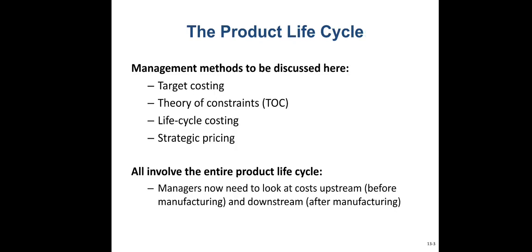Okay, so this is like the introduction. The product life cycle. Management methods to be discussed in this topic are target costing, theory of constraints, life cycle costing, and strategic pricing. All involve the entire product life cycle. Managers now need to look at cost upstream before manufacturing and downstream after manufacturing.